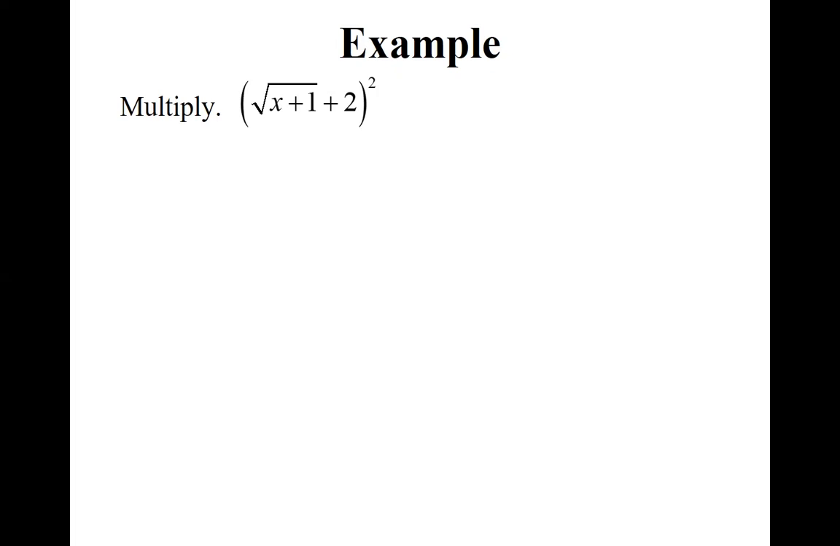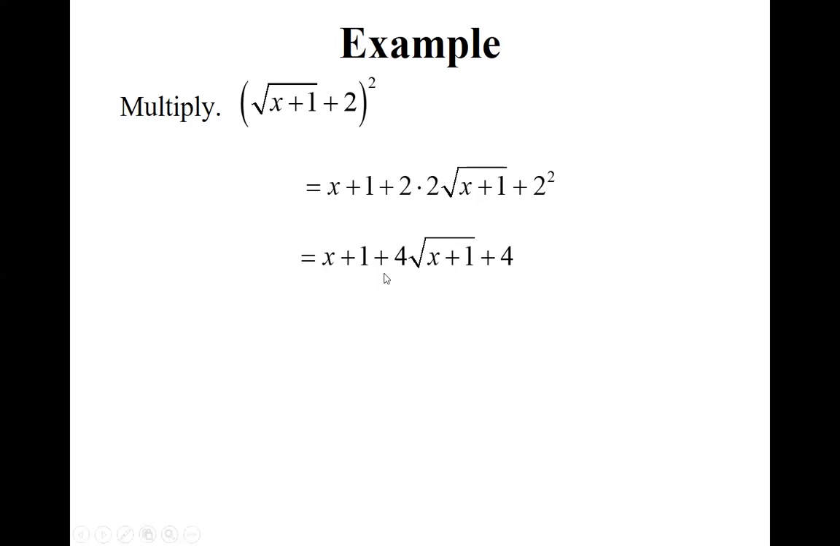Last would be 2 times 2, which is plus 4. So we have x plus 1 plus 4 radical x plus 1 plus 4. And be careful, at no point combine this 1 plus 4. That 4 is attached to the radical. You can add the 1 to this 4 over here.